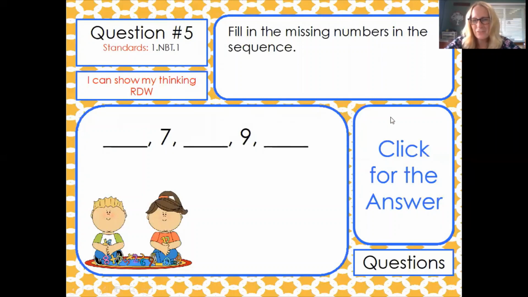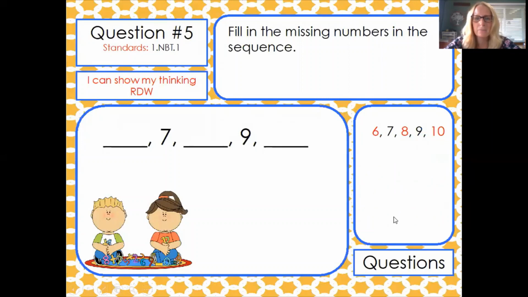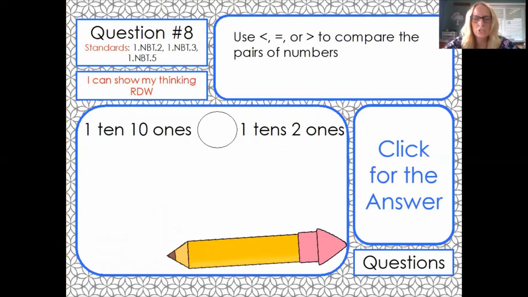Okay, let's click to reveal. You should have gotten the numbers 6, 8, and 10 in the missing blanks. You're doing awesome. All right, we're moving on to question number 8. This time, we have to use inequality symbols, less than, equal, or greater than, to compare the two numbers.